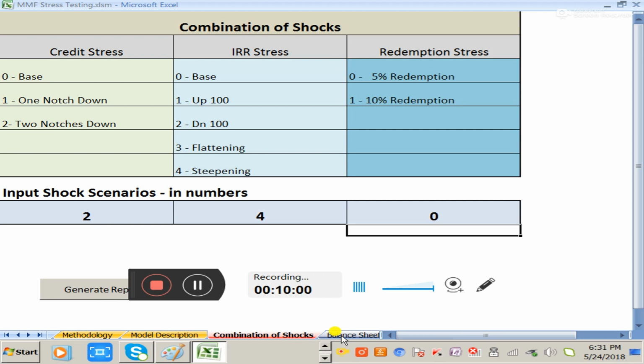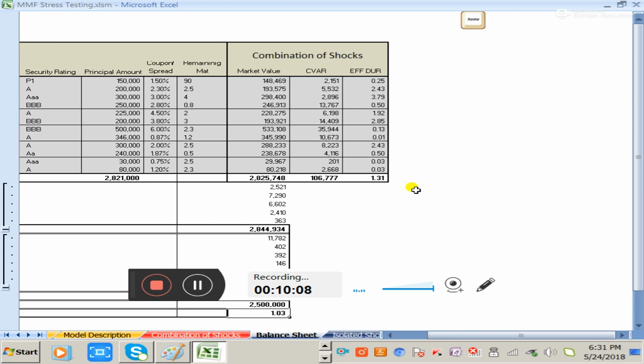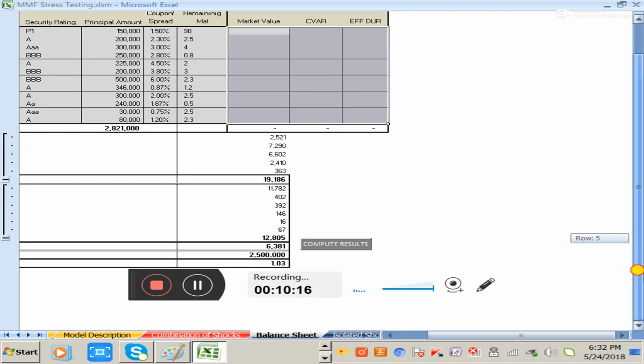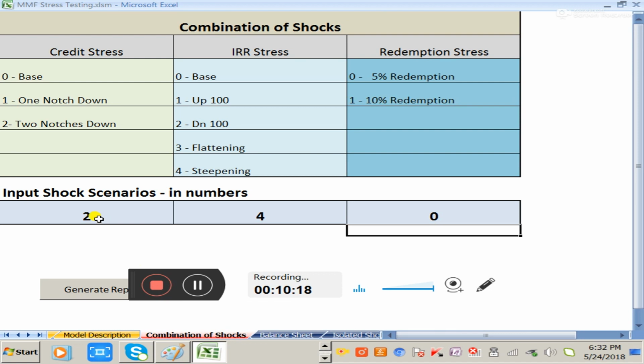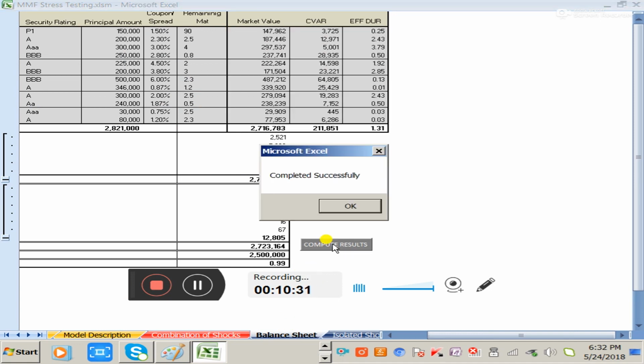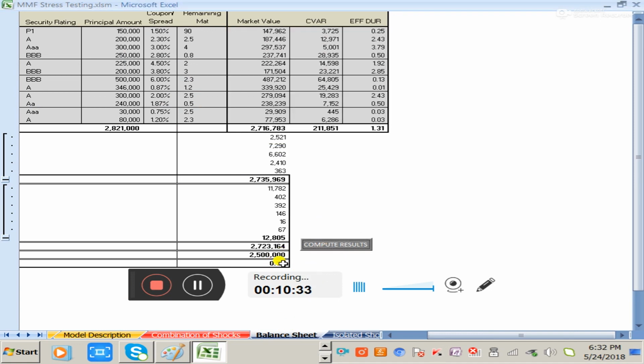The redemption stress is of two scenarios. One is 5% redemption and the other one is 10% redemption. Let's go to the balance sheet, and these are all the values that are going to be computed in order to finally calculate the NAV. I'm going to say compute for this combination of shocks. I'm going to change it to 2, 3 flattening, and then 1 10% redemption. I'm going to go to the balance sheet, I'm going to compute the results, and it's going to tell me the NAV of 0.99, which says that it's going to break the buck, which is less than 1%.